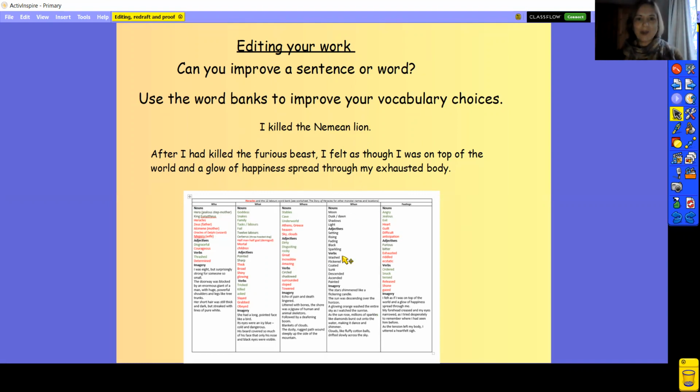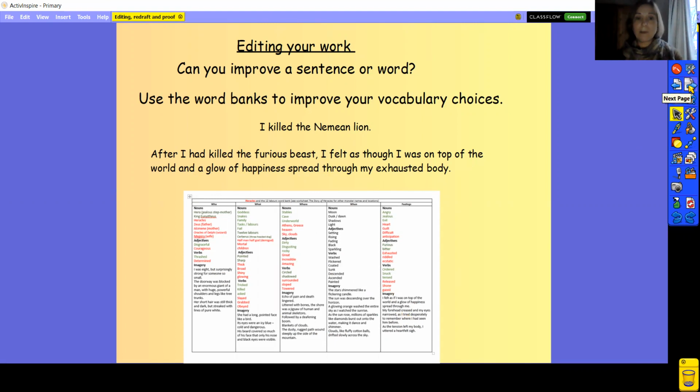So I think I can use my word bank to help me. I'm going to have a look down here at feelings. I've got furious. The beast could be really mad. And then down here, what else have I got to see how Heracles feels? Oh, I know. A glow of happiness spread through me. So, after I'd killed a furious beast, I felt as though I was on top of the world and a glow of happiness spread through my exhausted body. There we go. I've gone through that sentence and added lots more imagery and detail by looking at my word bank.